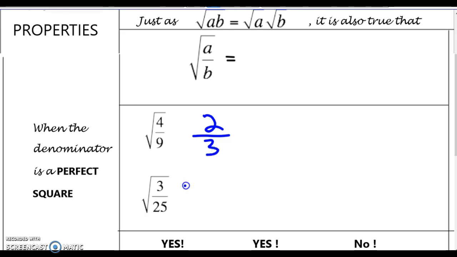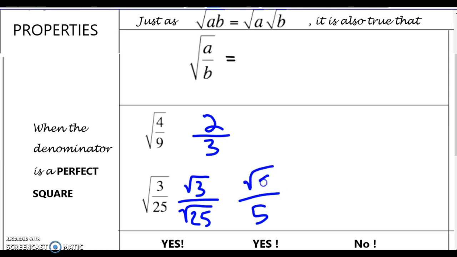Well, right here, this one really is saying the square root of 3 over the square root of 25. Well, you can take the square root of 25. It's 5. But can you take the square root of 3? You cannot. So there you go. Boom, as done as you can be.